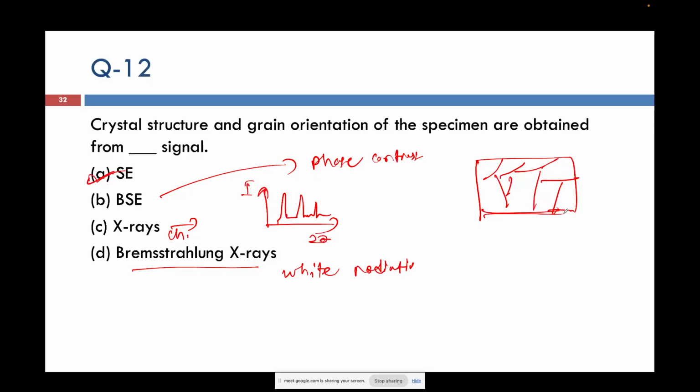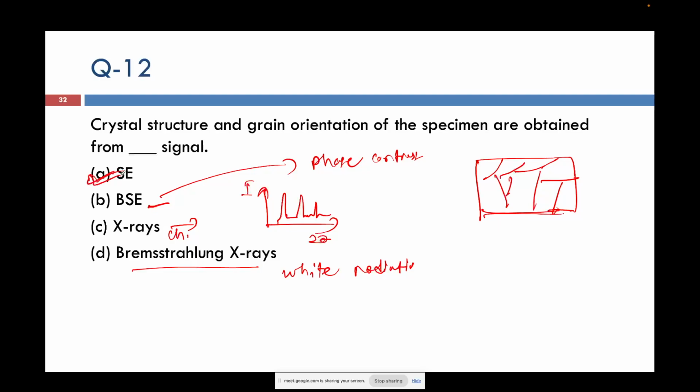In EBSD, if you want to see the orientation relation between different grains, the relationship between one grain and another, then you have to go to electron backscattered diffraction. In that way BSE will be useful. Otherwise, if you just want to see the microstructure and the crystal structure, then the secondary electron will be giving you that.